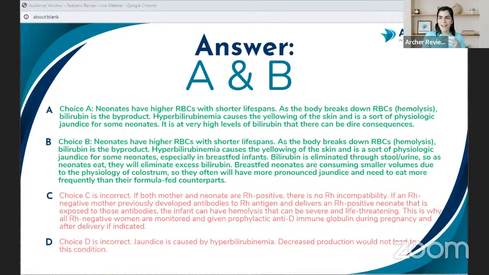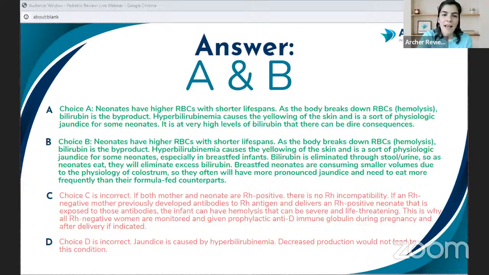Okay, you guys all got it. A and B. This was a little bit of a trick question. I was kind of being evil with this one. But A and B are correct. And why is that? Like we talked about, neonates have a higher level of red blood cells, and as those break down, you get bilirubin as the byproduct.